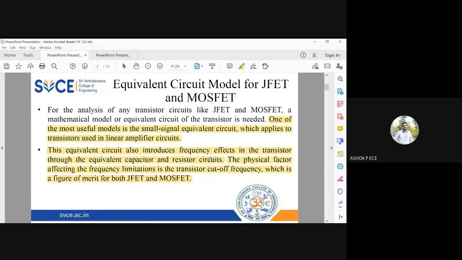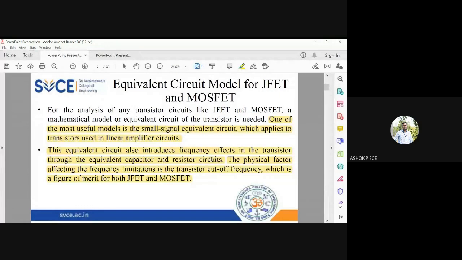And you know that at high frequency the capacitors will come into the picture. We have seen in the transistor itself that in the H parameter model we do not have any capacitance, but in the hybrid pi model you will have three capacitances coming into the picture, right? In the same way here also, in the low frequency small signal equivalent model you will not have the effect of capacitors, because the amplifier is acting at a low frequency.